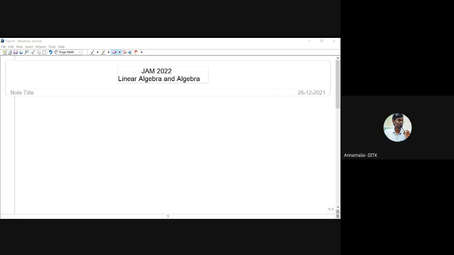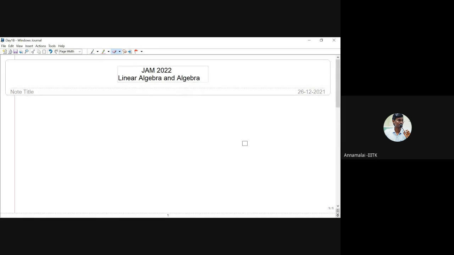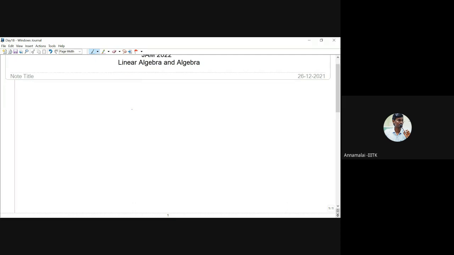In the last class, we discussed some theory from group theory. So, some more theories we will discuss today. First is Cayley's theorem. Cayley's theorem is a very important thing. Already we know the symmetric group or the alternating group.